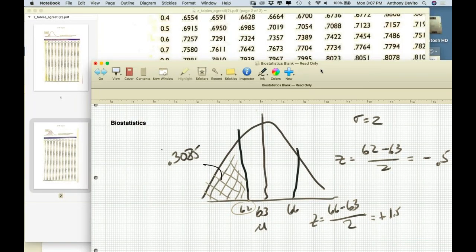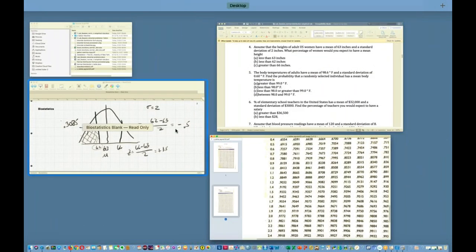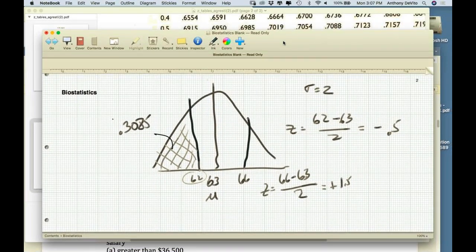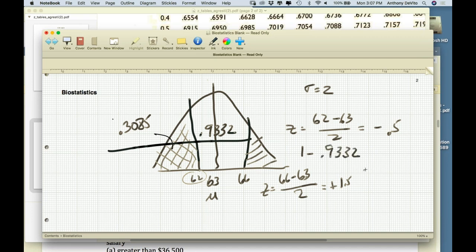If I go back here, I can tell that everything from here down represents 0.9332. So what area is in here? That's going to be equal to 1 minus 0.9332. And what is that going to be? Let's see, 0.0668. Does that look right? If we add them together, it should add up to 1. I think that's right. That's about 6.68%, or about 0.0668, as a probability or a proportion.